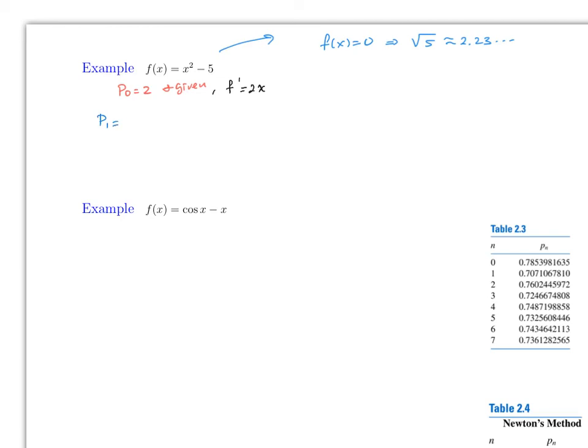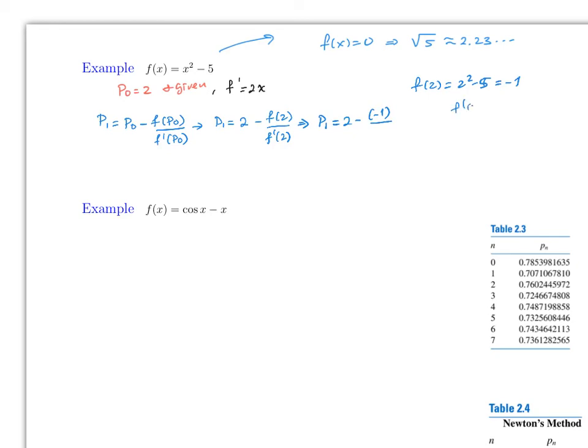Therefore, p1 is going to be equal to p0 minus f of p0 divided by f prime of p0. So in our case, this means that p1 will be equal to p0, which is 2, minus f of 2 divided by f prime of 2. And in our case, p1 will be 2 minus f of 2, which is 2 squared minus 5, which is negative 1.